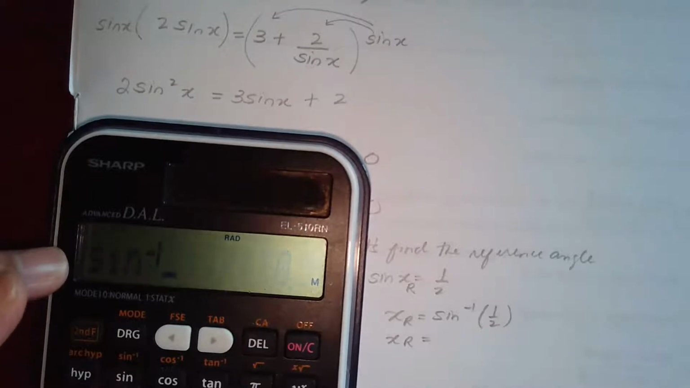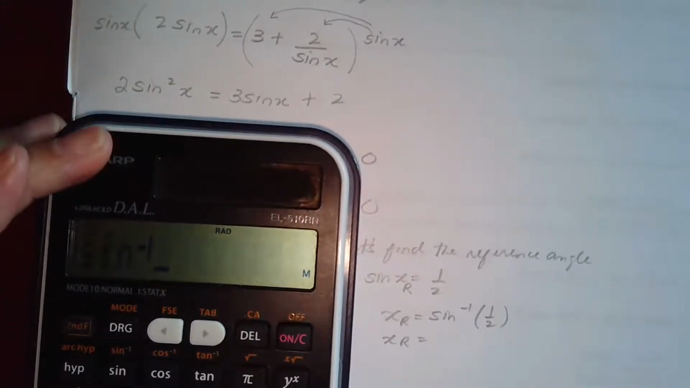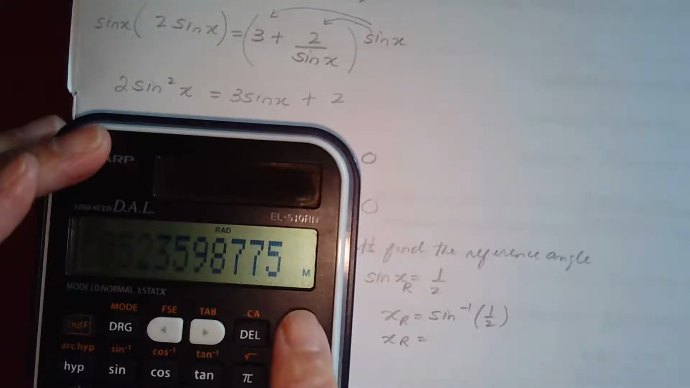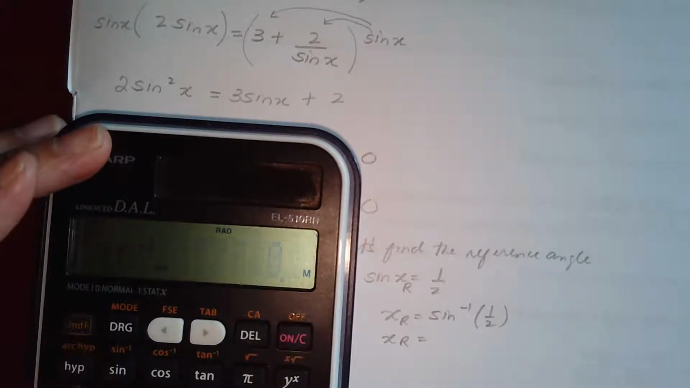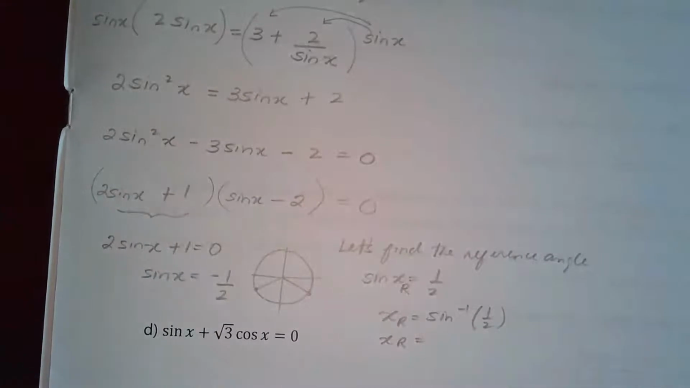Sine inverse, and you probably know what that answer is already. It's going to be pi by 6. Okay. Sine inverse of 1/2. Okay, so that's going to give us pi by 6.